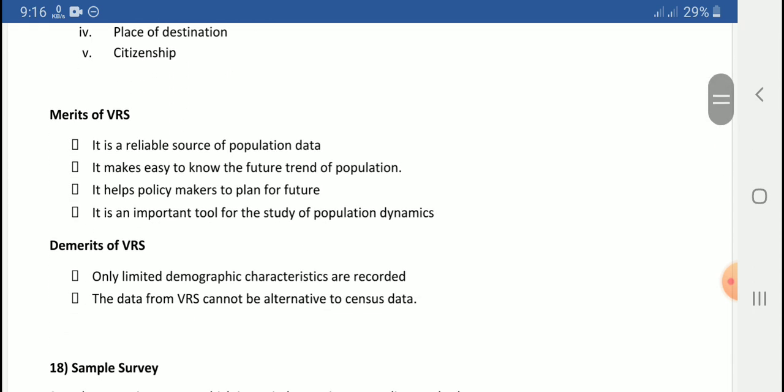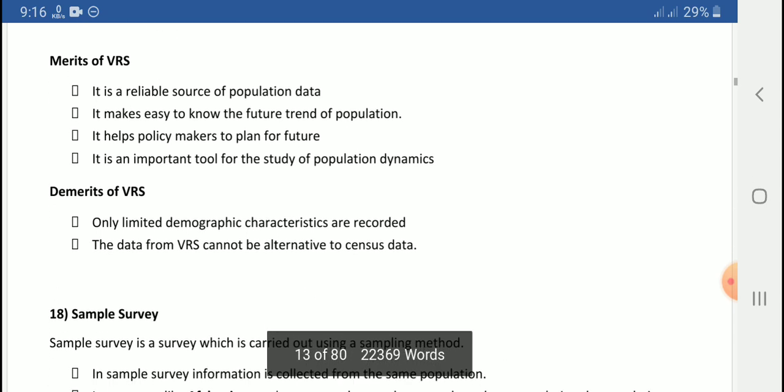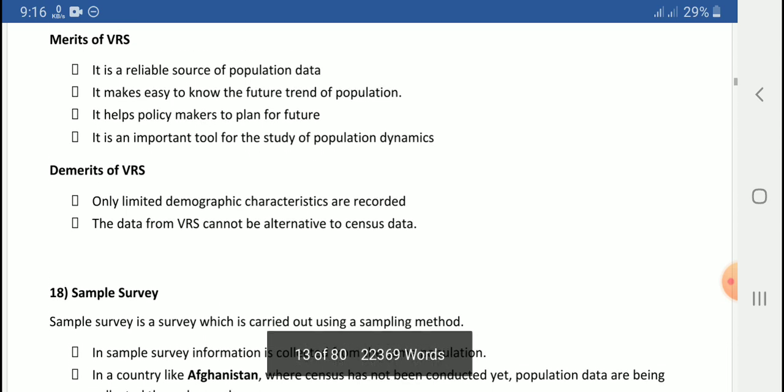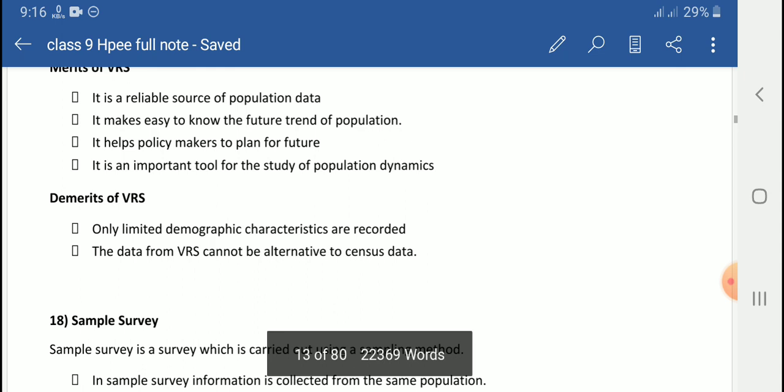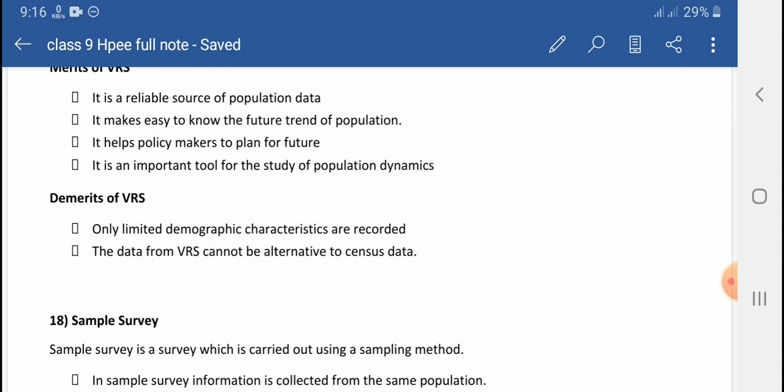Now, advantages or merits of the vital registration system: it is a reliable source of population data. It makes it easy to know the future trend of population. So what is the number of births, isn't it? All these things can be analyzed from there. And it helps policy makers to plan for the future. It is an important tool for studying population dynamics.